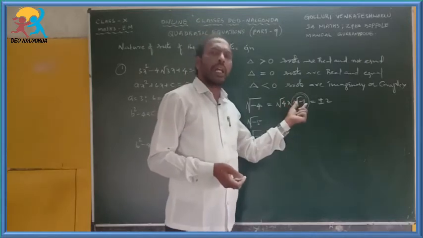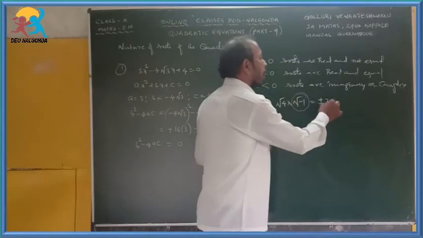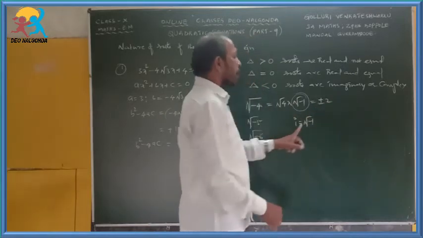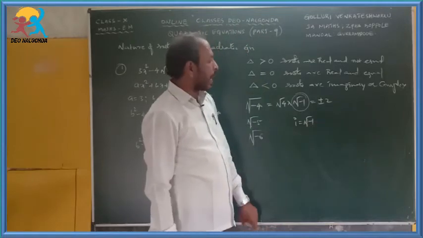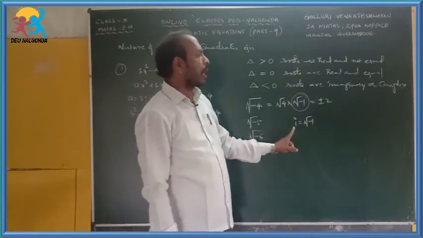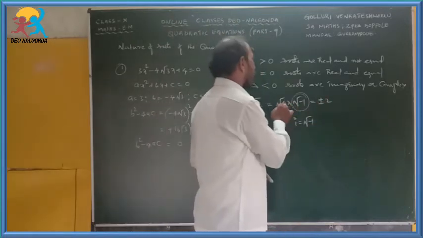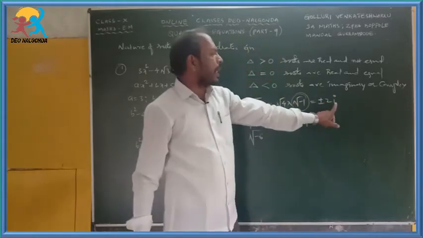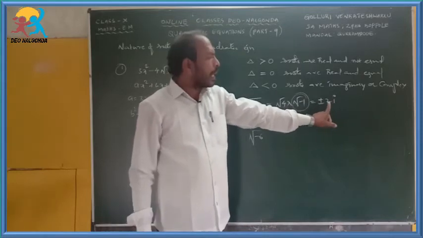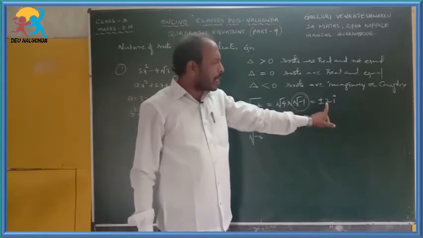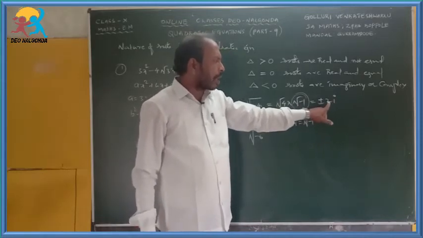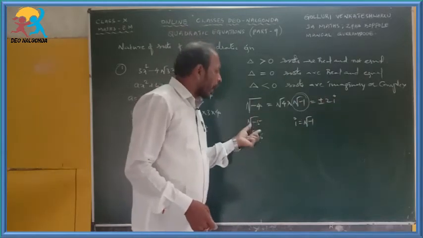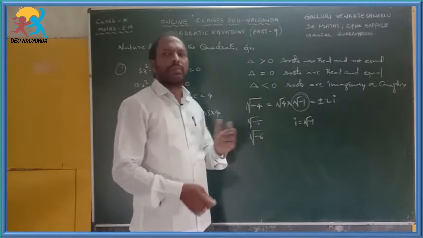Root of minus 1 is called what? Imaginary number. i is equal to root of minus 1. The square root of minus 1 value is taken as imaginary. Here it is plus or minus 2 into root of minus 1, that is i. i is an imaginary number, 2 is a real number. The combination of real and imaginary is called a complex number. Roots with negative values inside are all complex numbers.